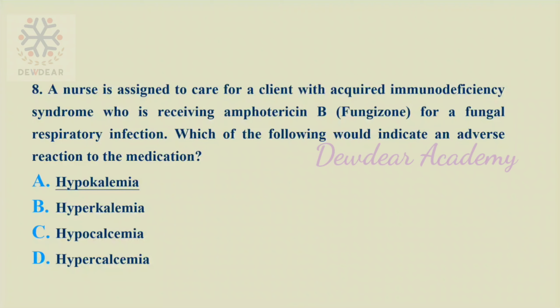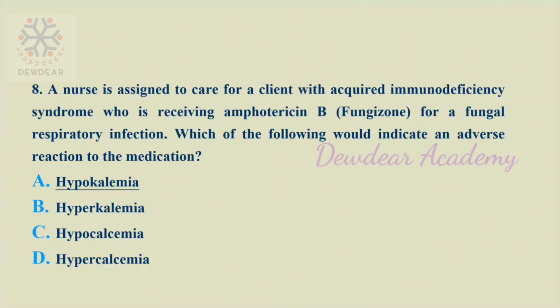So the clients receiving amphotericin B may develop hypokalemia, and it can be severe and lead to extreme muscle weakness and ECG changes. So distal renal tubular acidosis commonly occurs, and that may contribute to the development of hypokalemia.